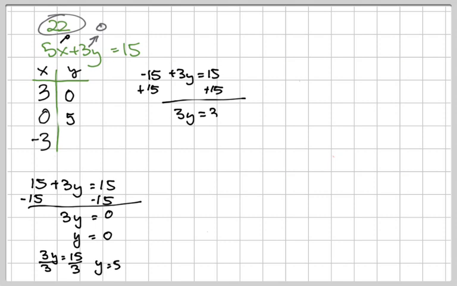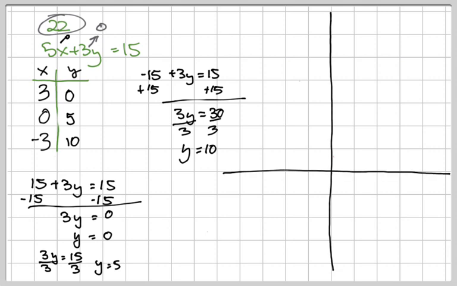3y equals 30, divide by 3, y is equal to 10, and there are your 3 points. Do we have enough room? Y is 10. 1, 2, 3, 4, 5, 6, 7, 8, 9, 10. Let's do 1, 2, 3, 4, 5 here. 1, 2, 3. 1, 2, -3. Plot the points.